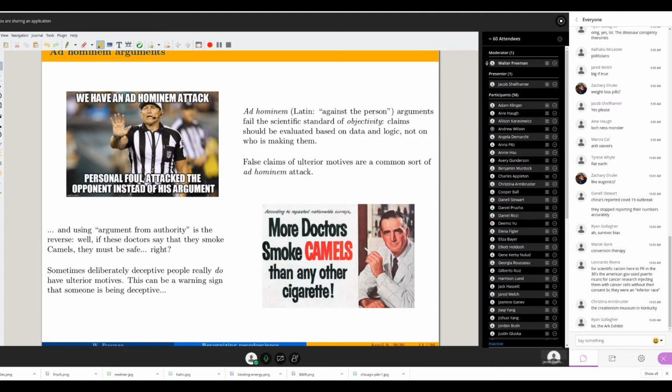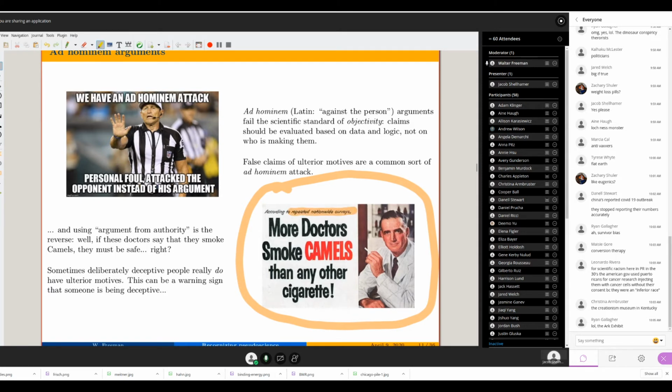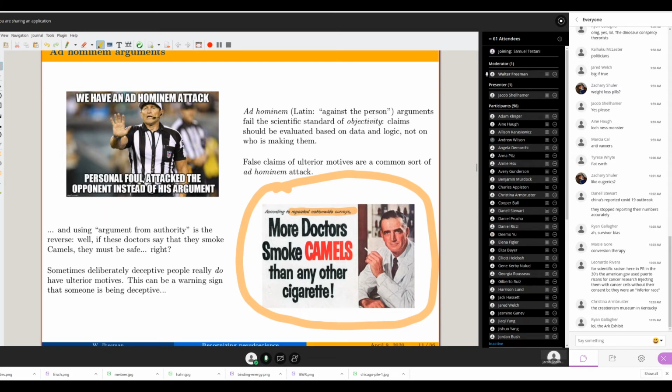Camel was really running this ad, and what had happened was they mailed a bunch of doctors. They figured out some doctors that smoked and mailed them free Camel cigarettes. And then they came back in a few months and asked them what kind of cigarettes they smoked. And they said, well, I'm smoking the Camels you sent me in the mail. So, these were the surveys they had done. So sometimes, people really do have ulterior motives. They just wanted to sell cigarettes.